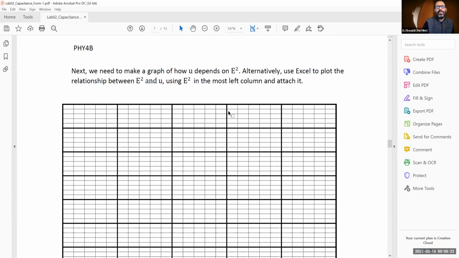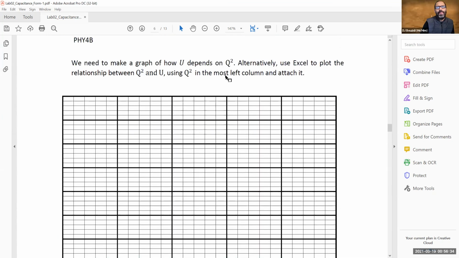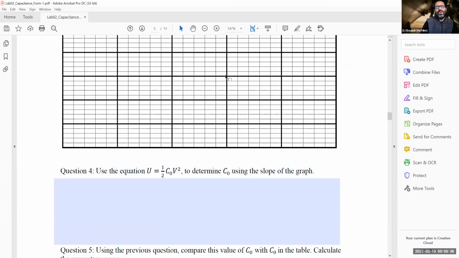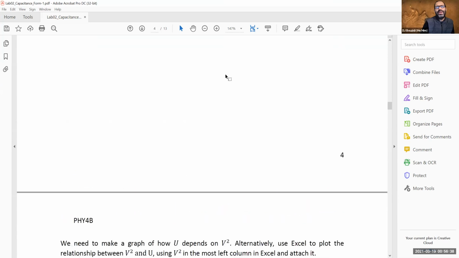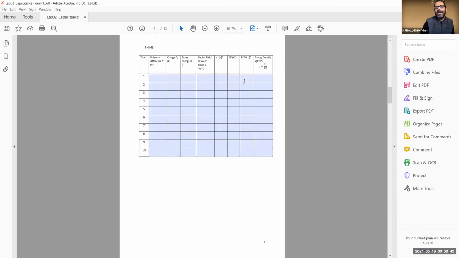Now, also, we need to make a graph of little u, that is the energy density, as a function of E squared now. So again, now your x-axis has changed. So the electric field is going to be your independent variable. Why am I doing this? Why can't I do it faster? Okay, so the electric field now is here.